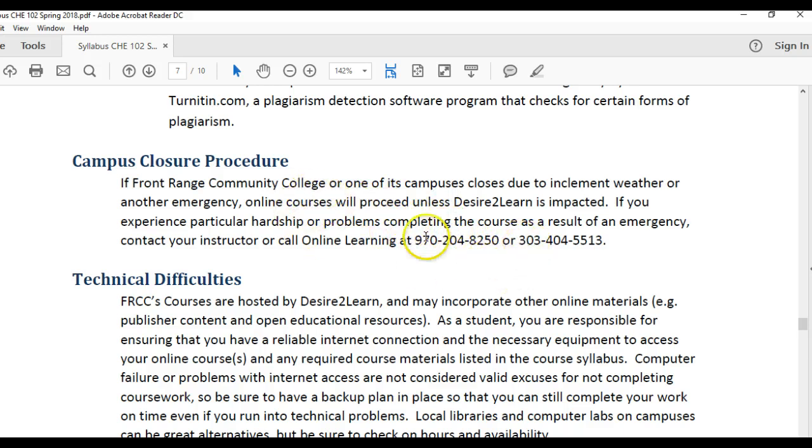Then there's actually our number right here. I believe this number is for the Westminster campus, but for our campus you call that number, or you get on the emergency alert line, and they will tell you if our campus is closed or not. All right, and if it's closed, then we obviously will not be doing that lab for the week, but you're still responsible for all the information.